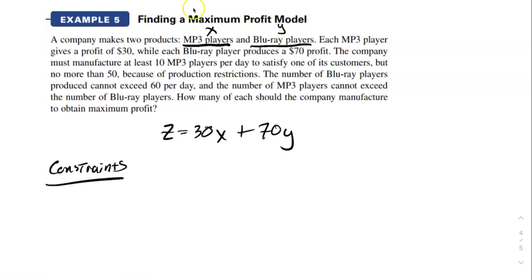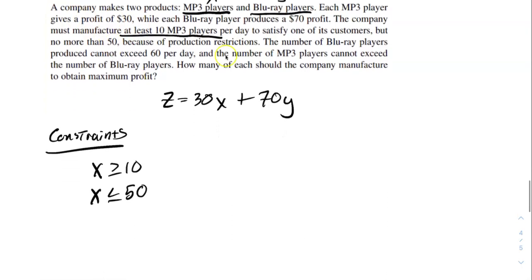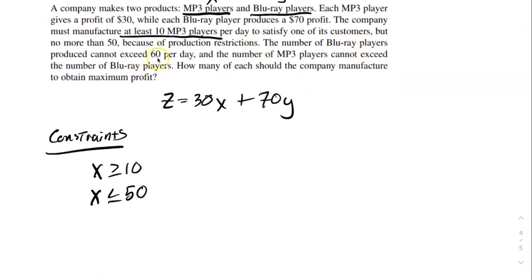The company must make at least 10 MP3 players, so X has to be greater than or equal to 10. Let's be careful about what "at least" means. X must be greater than or equal to 10 to satisfy one of its customers, but it cannot exceed 50, so X must be less than or equal to 50. I have to make at least 10, but I can't make more than 50. The number of Blu-ray players, Y, cannot exceed 60 per day. So I can't go past 60 per day, so Y is less than or equal to 60.